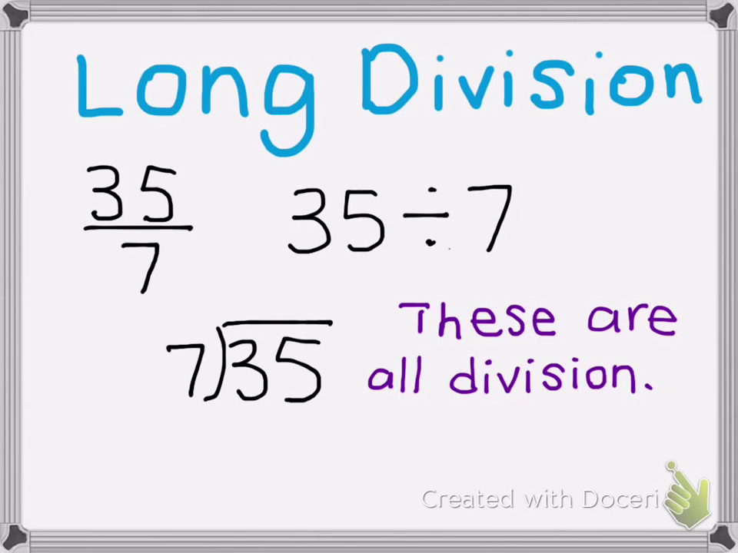What is long division? Long division is a way to undo multiplication. For example, we can write the division problem 35 divided by 7 as a fraction, 35 over 7, or simply the equation 35 divided by 7. Lastly, the long division way to write it would be 35 divided by 7 as written. These are all ways to write division.